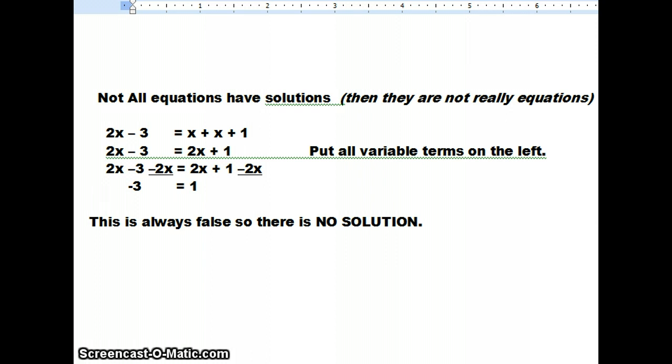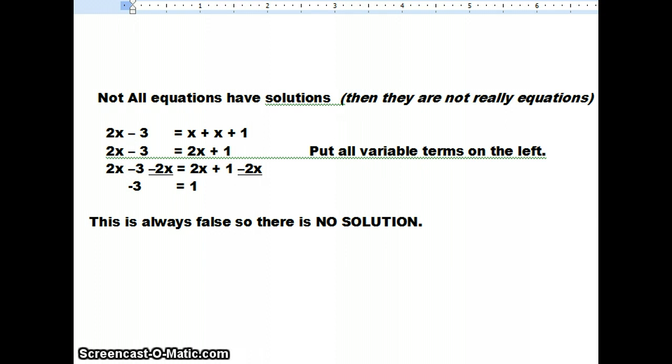The main time that it really happens, though, is when you have a word problem and you're trying to put it in some kind of a form using variables and numbers. If it's put together improperly, then you could end up with an equation not having a solution. If we take a look at this one, we have 2x minus 3 equals x plus 1. It looks pretty good to start with, but if we start working it, on the right-hand side, if we combine like terms, we get 2x plus 1. So we've got 2x minus 3 is equal to 2x plus 1.